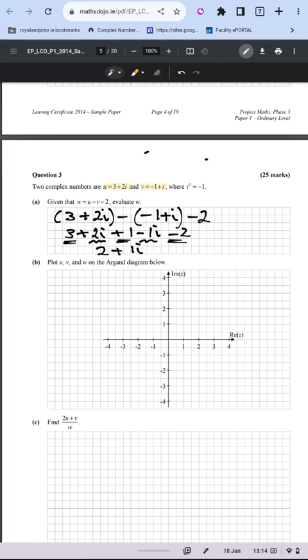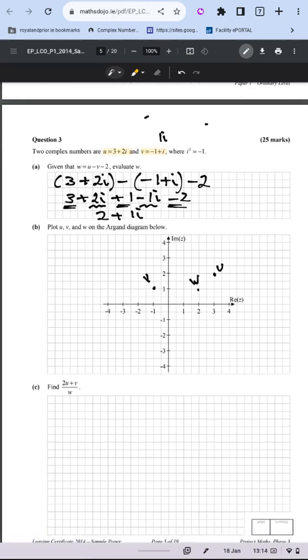Now plot u, v and w. Remember, as well as putting your dot, label it. Plot and label. So u is 3 plus 2a, so 3 across on the real, 2a up, there's u. V is minus 1 across on the real, plus 1a. So if you ever see plus a, it means plus 1a. There's my v, and then my w is 2 plus a.